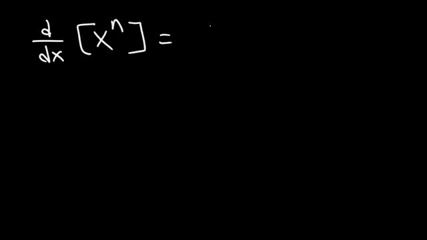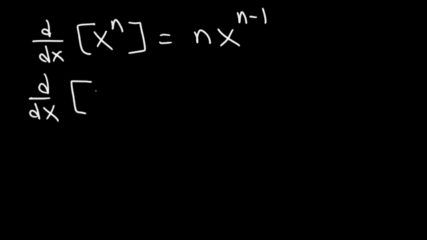In this video, we're going to talk about how to find the derivative of a function. And so we're going to go over some basic differentiation rules that you need to know. The first one is the power rule. The derivative of x raised to the n is going to be n times x raised to the n minus 1. So based on that formula, what is the derivative of x to the second power?